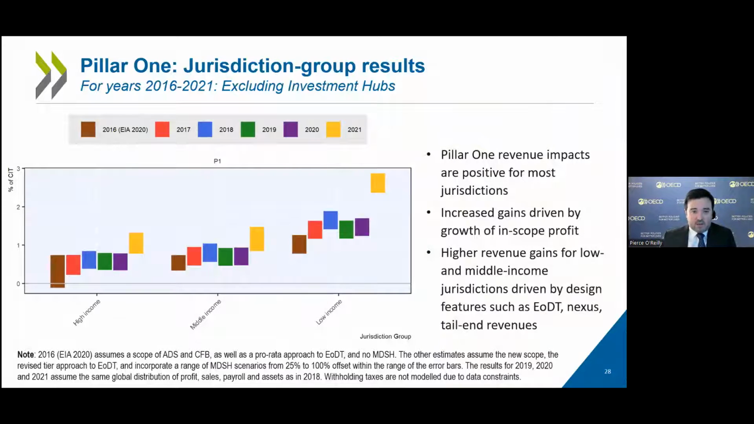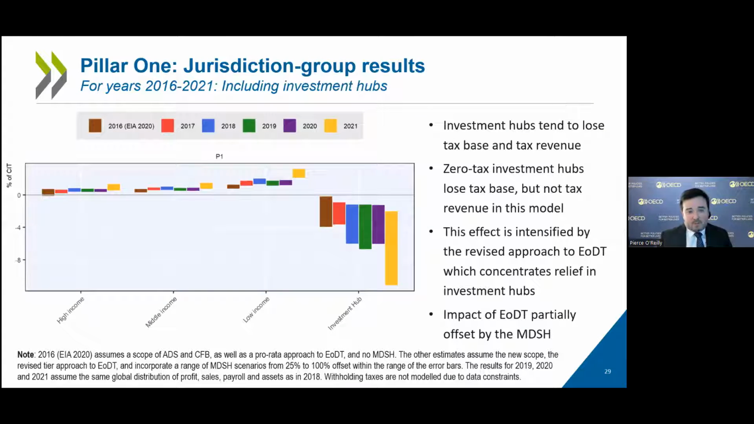The figure is not zero, but it's very, very close to zero. So just turning then to the next slide, you can see the converse of the revenue gains for the first three sets of jurisdictions. I should say that the y-axis in this chart has just gotten longer. The three jurisdiction groups, high income, middle income, and low income jurisdictions, show the same results there. They're showing revenue gains as a percentage of CIT.